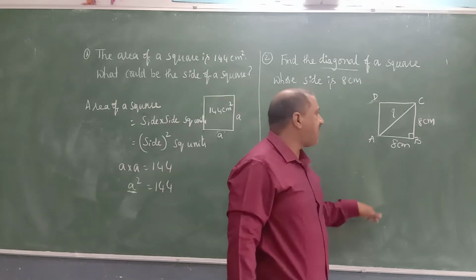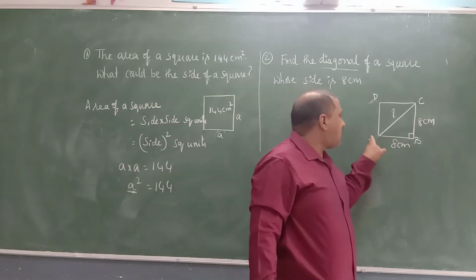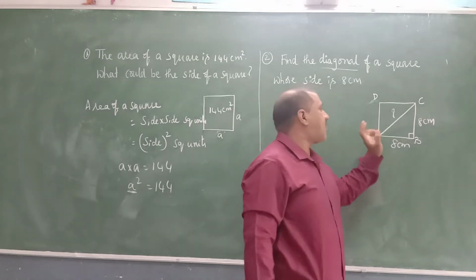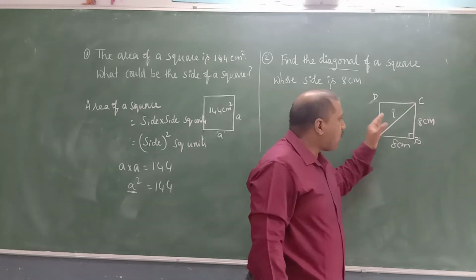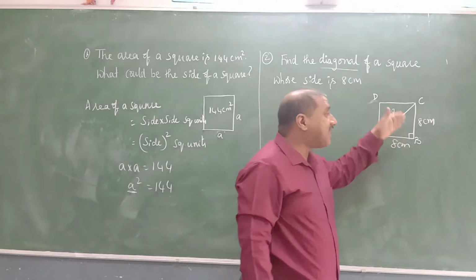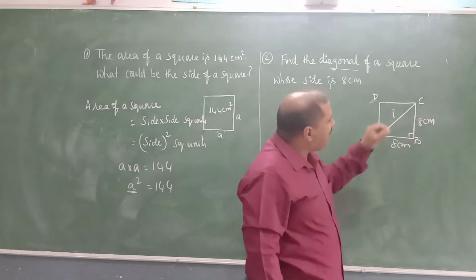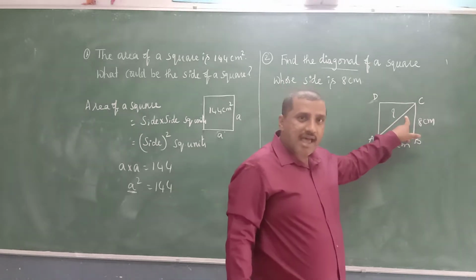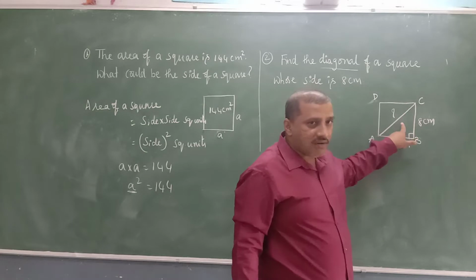Observe the figure here. What kind of triangle is ABC? Yes, it is a right angle triangle. What property did we study about the right angle triangle? Yes, the Pythagorean property. So by using the Pythagorean property, we can find the length of the diagonal of a square.